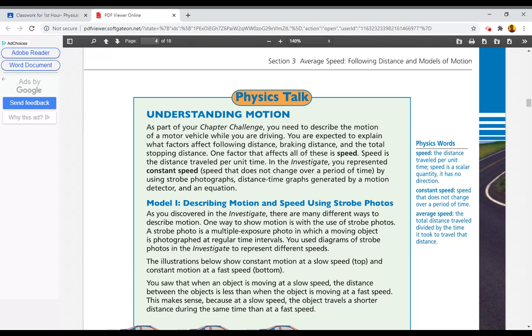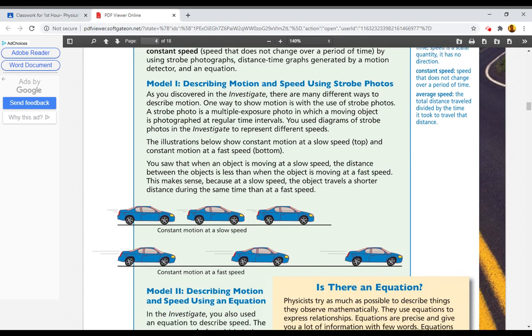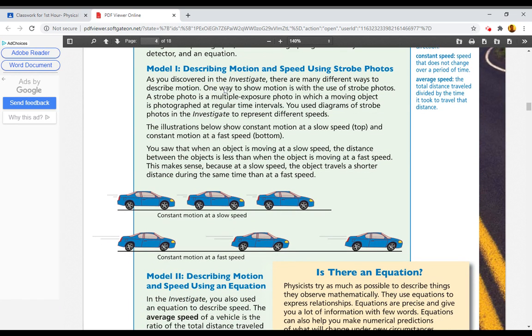As you discovered in the investigate, there are many different ways to describe motion. One way to show motion is with the use of strobe photos. A strobe photo is a multiple exposure photo in which a moving object is photographed at regular time intervals. You used the diagrams of strobe photos in the investigate to represent different speeds.